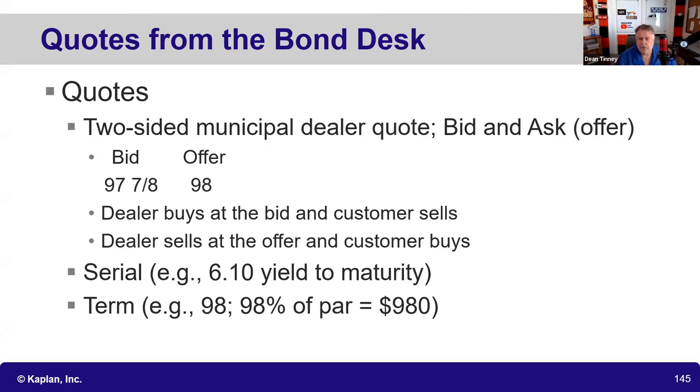And so what you have to be able to do is turn that 97 7/8 into a dollar price. I think the 97 is pretty easy. 97% of par is 970. And so how are you going to turn the 7/8 into a price?